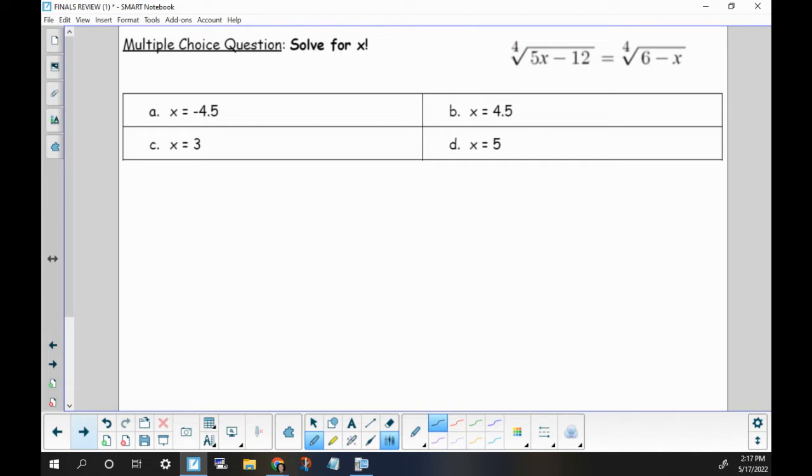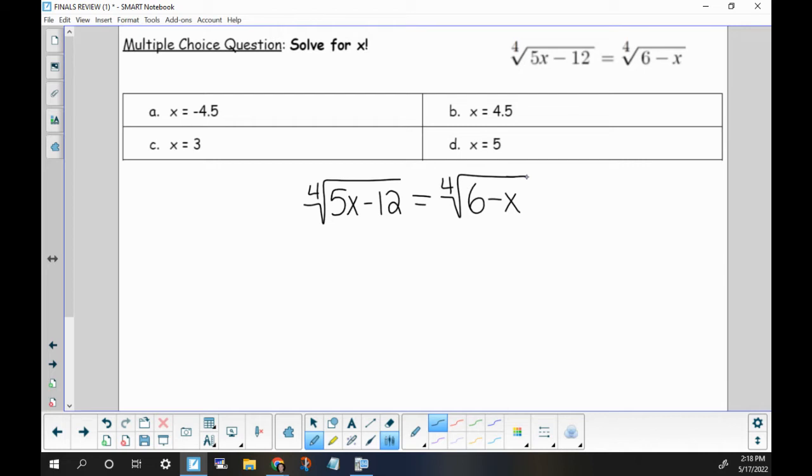Type 2. I think, personally, but I'm biased, that this is the easiest one. Let's rewrite it. We got a radical here. The root is 4, so we have the fourth root of 5x minus 12 equals the fourth root of 6 minus x.